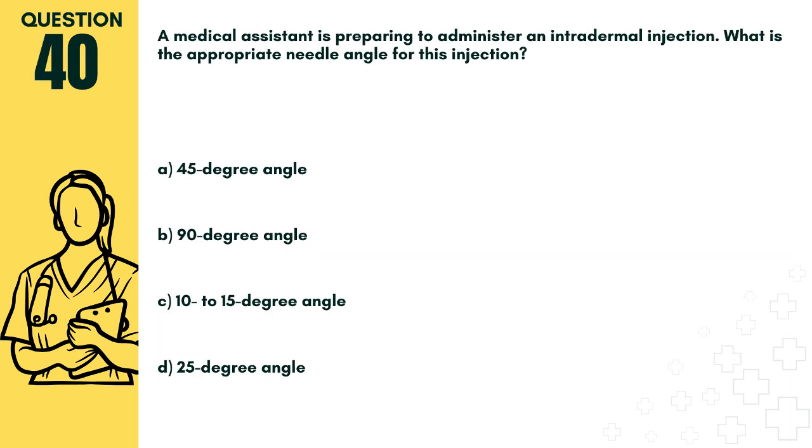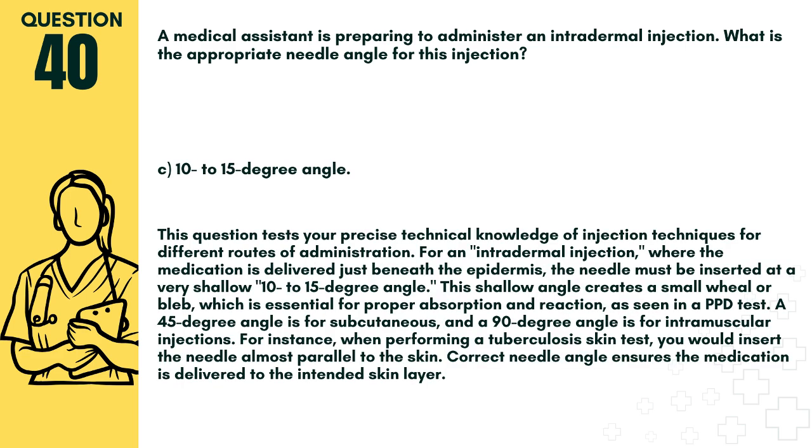Question 40. A medical assistant is preparing to administer an intradermal injection. What is the appropriate needle angle for this injection? A. 45-degree angle. B. 90-degree angle. C. 10 to 15-degree angle. D. 25-degree angle. Answer: C. 10 to 15-degree angle.